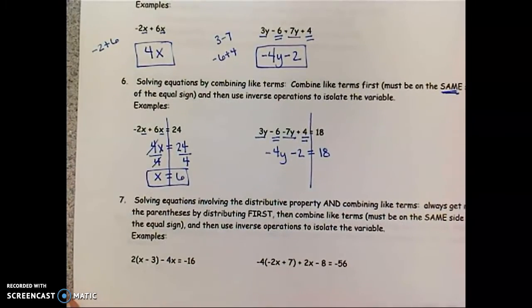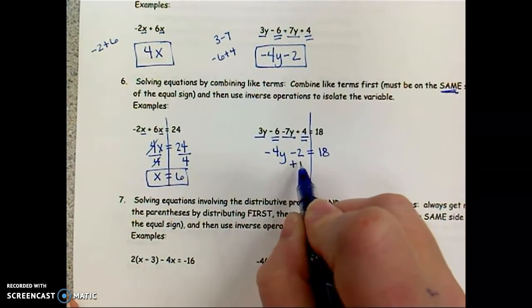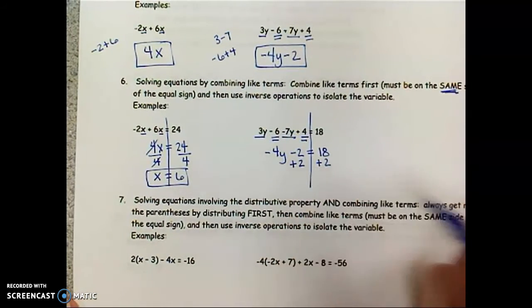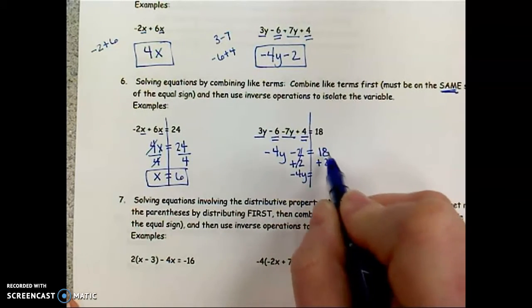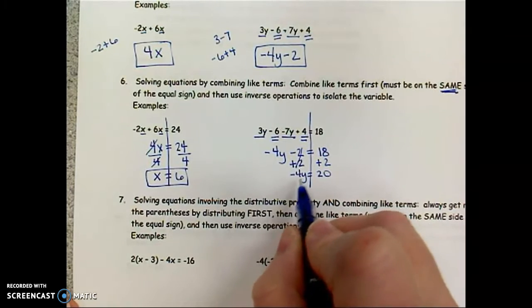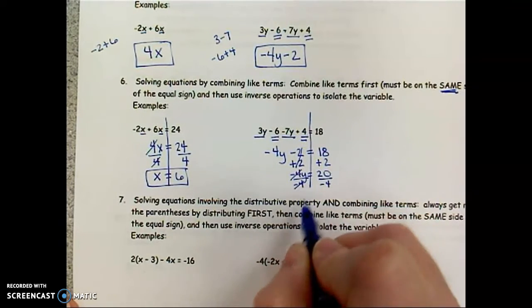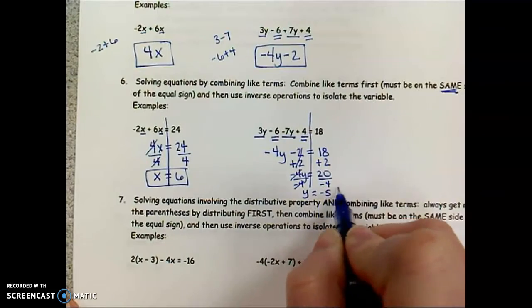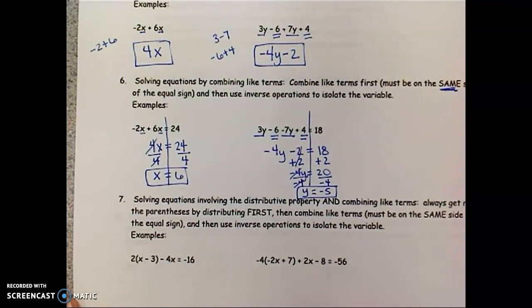So now this is a two-step equation. I first undo the subtraction using addition. So I'm going to add 2 to both sides. So now I have negative 4y equals 18 plus 2, which is 20. Then I can undo that multiplication using division, divide both sides by negative 4, and so y equals negative 5. 20 divided by negative 4 is negative 5.